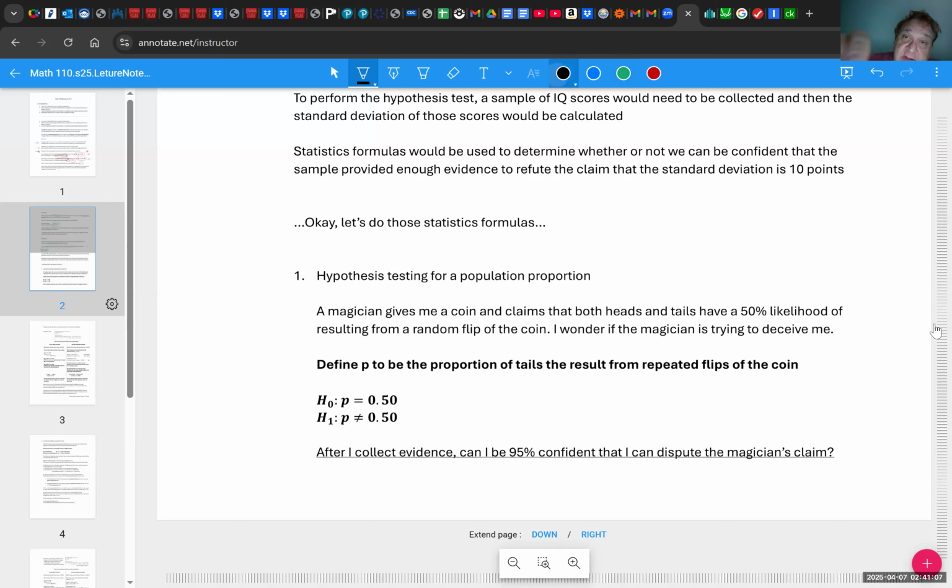All right, so let's go ahead and do the first one, which was about the magician, and I've copied it over here. So we have this magician. They give me a coin. They claim that both heads and tails have a 50% likelihood of resulting from a coin flip. And I wonder if the magician is trying to deceive me.